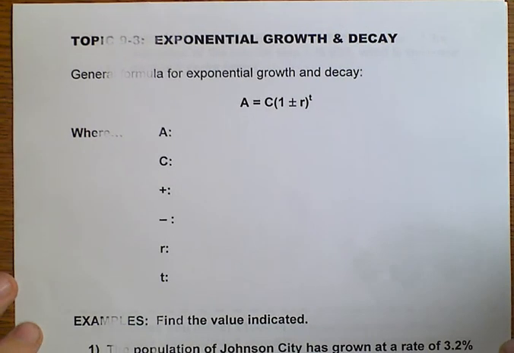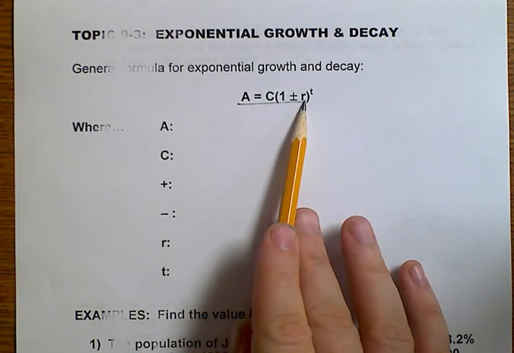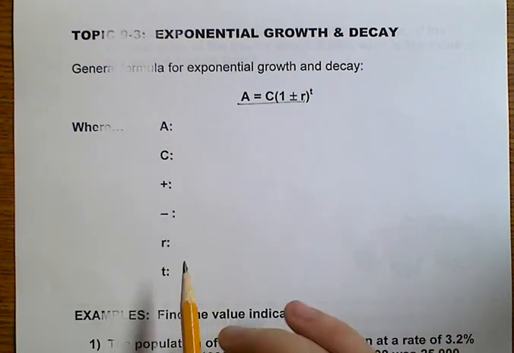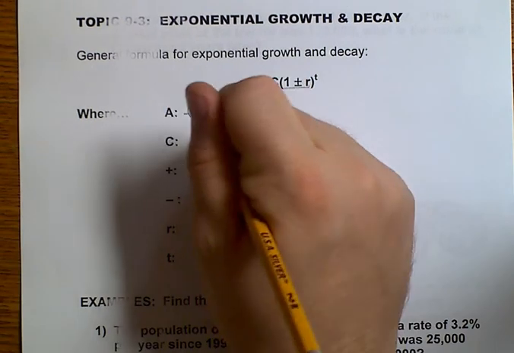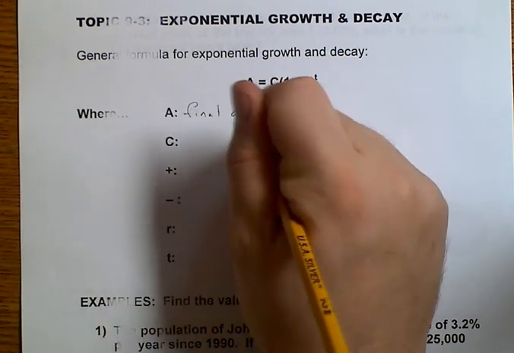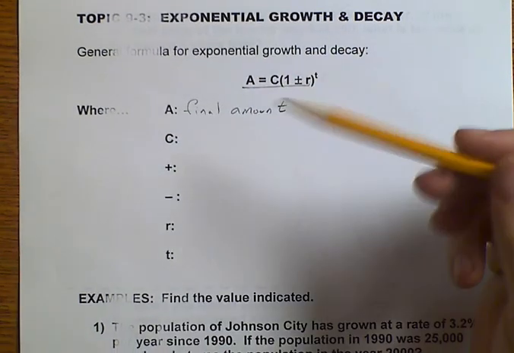Hello, this is Algebra 1, topic 9-3 on exponential growth and decay. So, for exponential growth and decay, we have a general formula given here, and we're going to go over what each of these different parts mean. Well, A is the final amount. Okay, that's what you have after a certain amount of time.